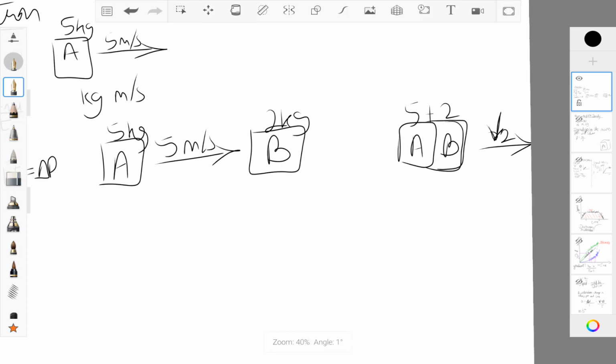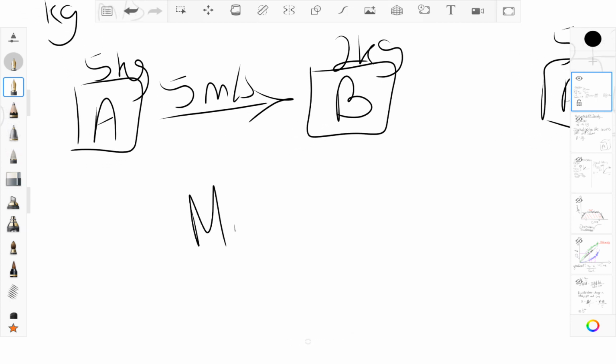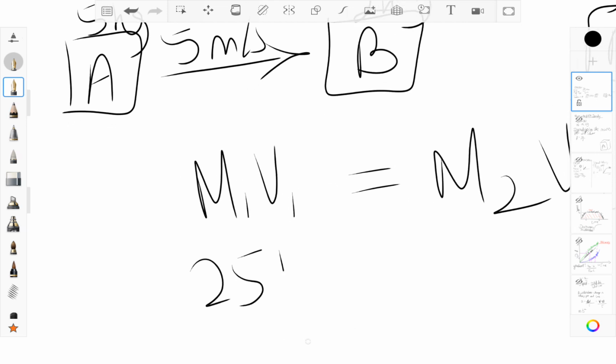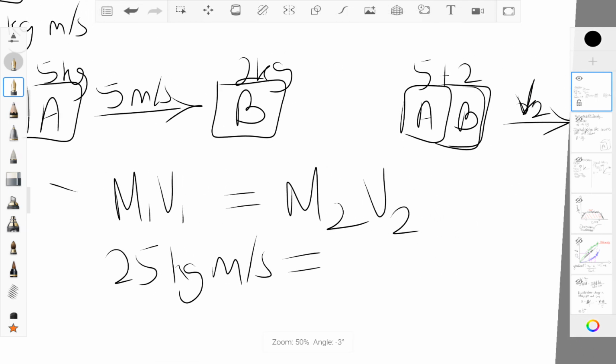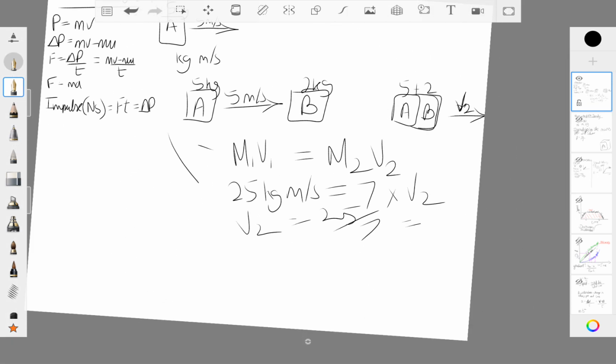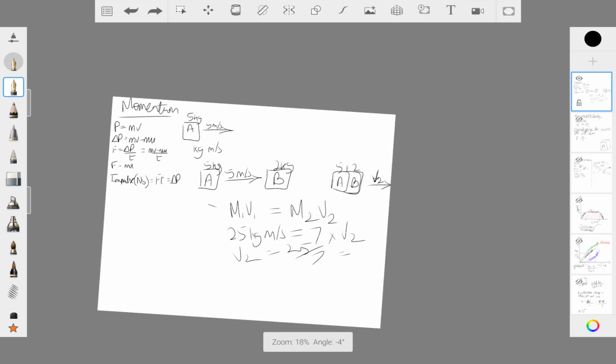So, because momentum is conserved, you can say that m1 v1 is equal to m2 v2. So 25 kilograms meters per second is equal to m2, here 5 plus 2, because A and B are moving together as one body. So 7 times v2, so v2 is 25 over 7, which is just some 3 point something value. You can just plug it into your calculator. So that's the law of conservation of momentum.